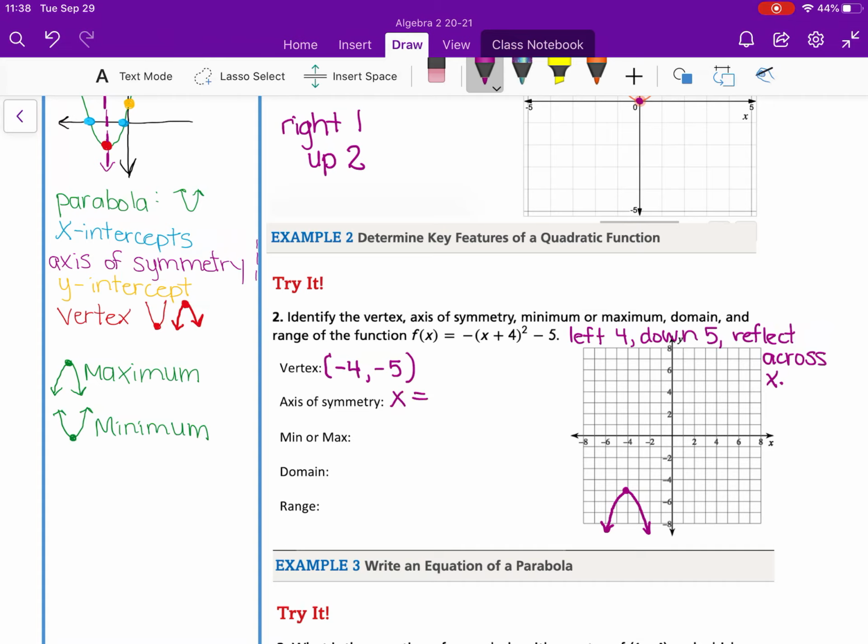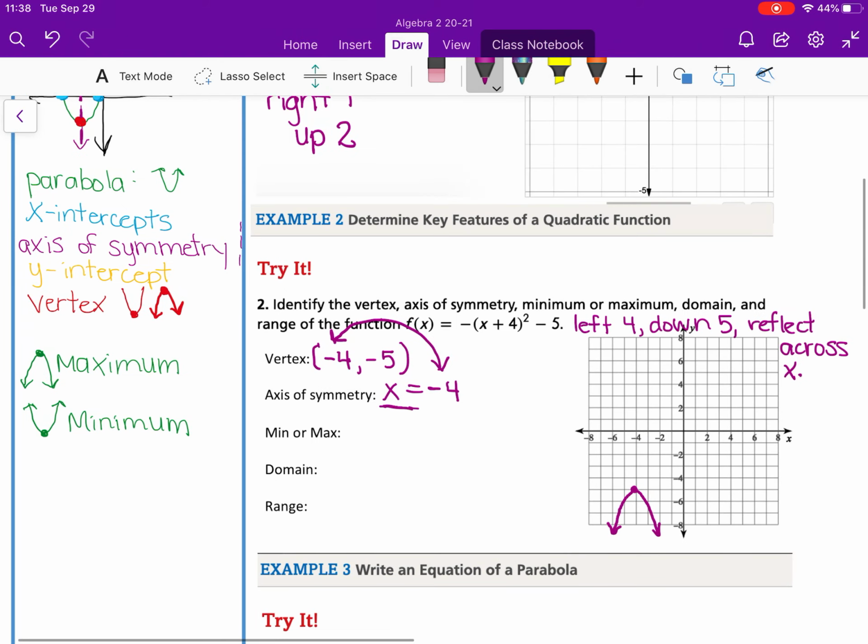All right, axis of symmetry is always really easy. It's always x equals, so always write that. It's always going to be x equals whatever your x value is there. So in this case, x equals -4. And if you think about that, right here's the middle line where if I cut it in half, one side looks like the other. And so to write a vertical line, we always say x equals. So do not forget that x equals part.